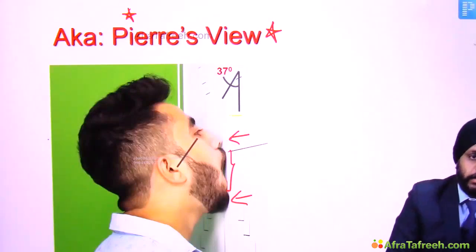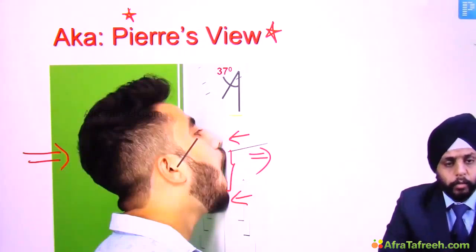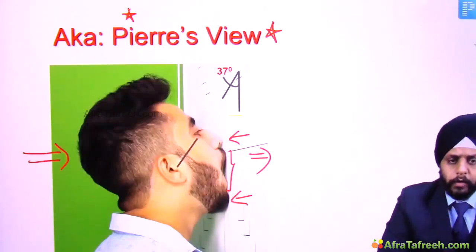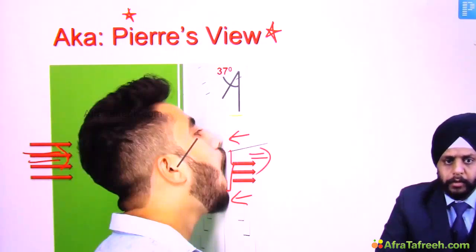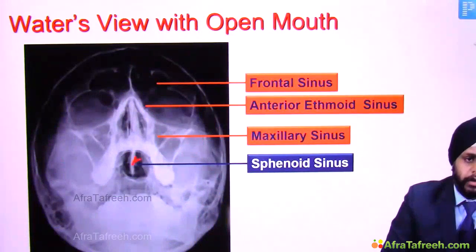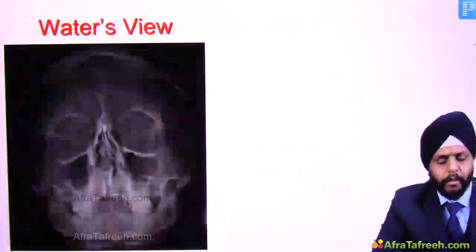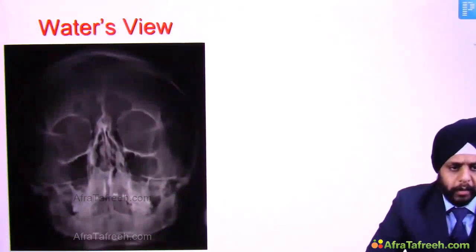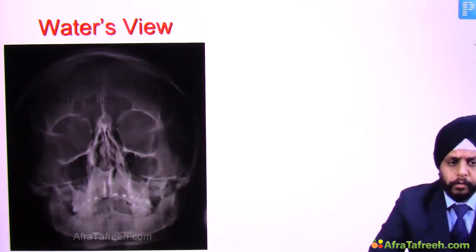Remember, this is again an occipito-mental view, but with an open mouth. So the occipitomental view with open mouth, or Waters view with open mouth, is known as Pierce view. Therefore, in this Pierce view, the important point for us is that we can also see the sphenoid sinus.